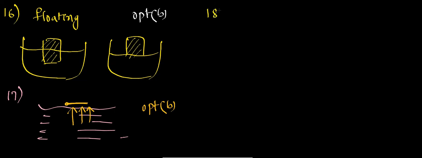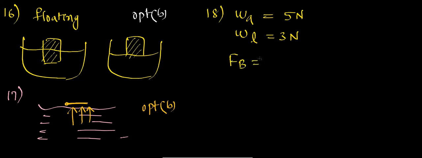Next question. The weight of the body in air is 5 newtons and its weight in liquid is 3 newtons. The buoyant force acting on the body is? So the weight of the body in air, that is WA, 5 newtons. Weight of the body in liquid, WL, 3 newtons. The buoyant force acting on the body: 5 minus 3, the disappeared weight, 2 newtons. So buoyant force is nothing but the apparent weight that disappeared. So I can say WA minus WL, that is 2 newtons.